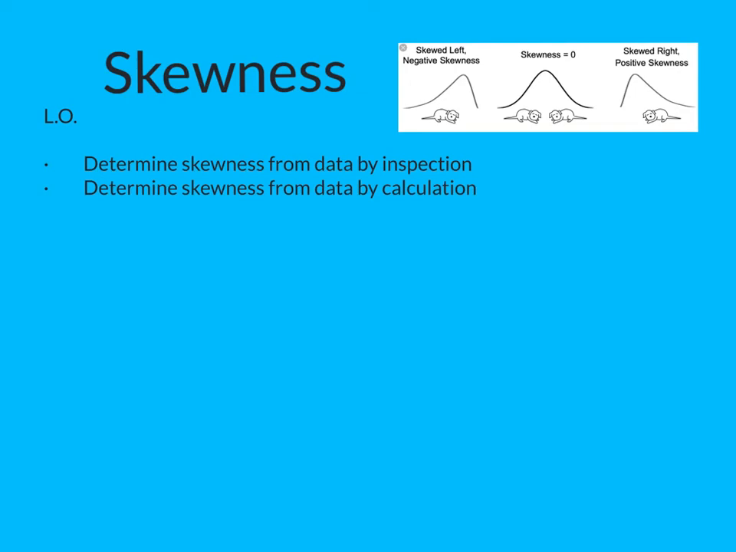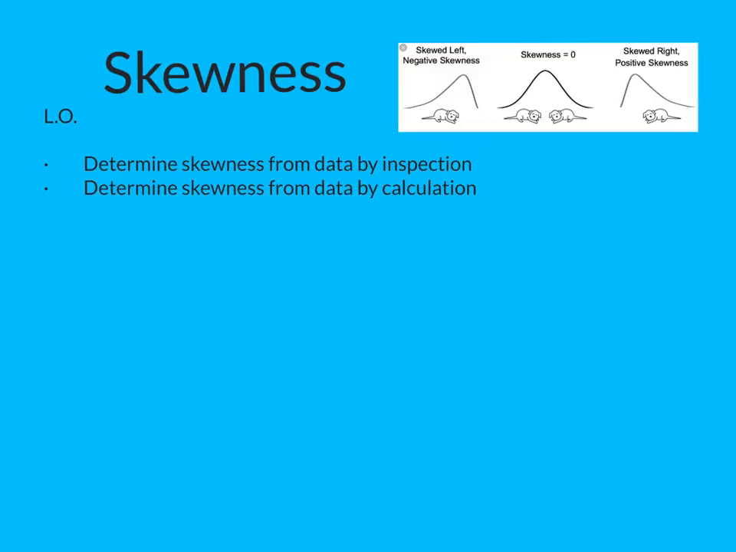We're going to have a look at skewness, how skewed a distribution is, how skewed some data is, or whether it is in fact symmetrical. We're going to look at doing this both by inspection and by calculation, the formula for which is in your formula book, so you don't need to memorise it.